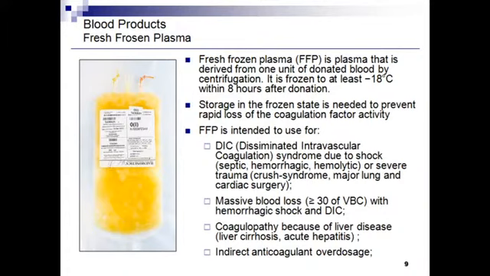and we should be ready for treatment of the DIC by plasma. The second indication is massive blood loss, when the patient has lost above 30% of the volume of circulation. With hemorrhagic shock, if the bleeding is major and complicated with hemorrhagic shock, you must use FFP for correction of the coagulation profile of the patient's blood. Also coagulopathy because of liver disease, at chronic states such as liver cirrhosis or acute hepatitis. And the last indication is indirect anticoagulant overdosage.